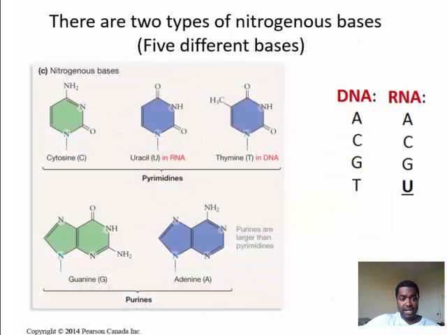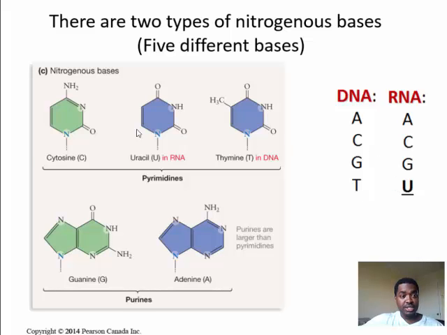Another difference you should keep track of is, do you remember when we said that the genetic code is made up of 4 letters? The 4 letters in DNA are A, C, G, and T: adenine, cytosine, guanine, and thymine. In RNA, instead of thymine, they have a molecule called uracil. So, kind of 2 different pieces of information we have here.